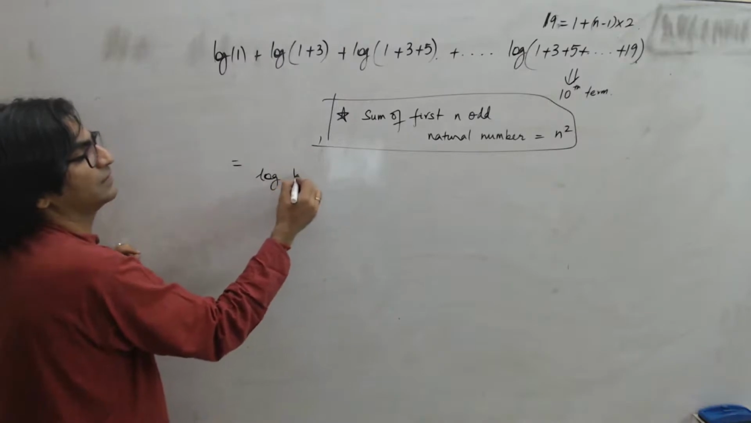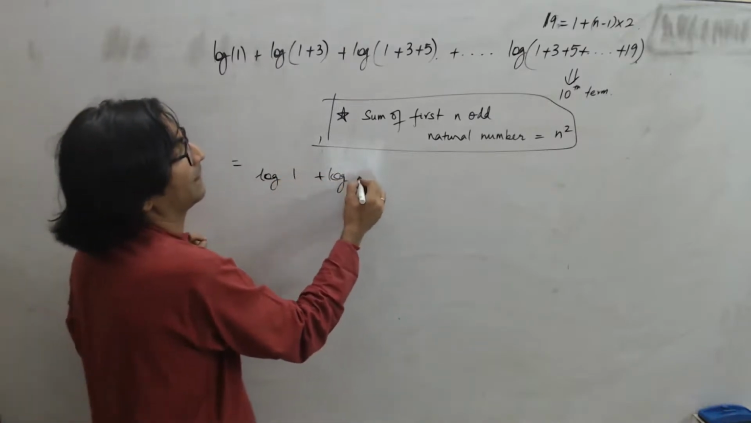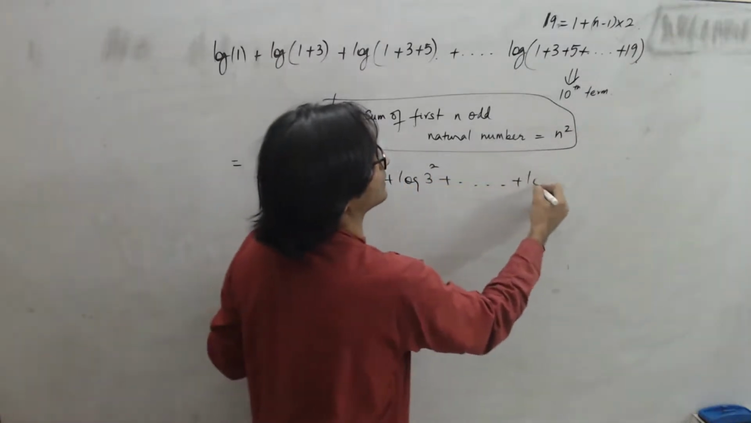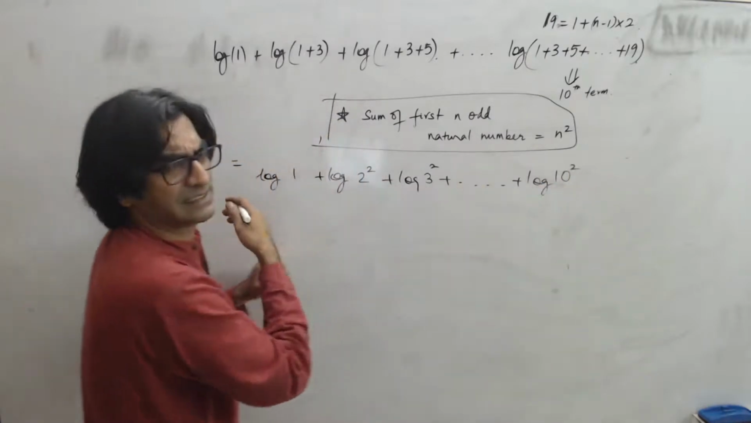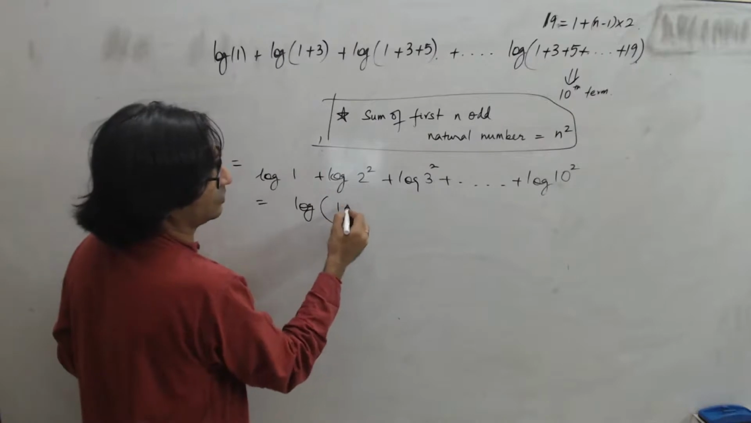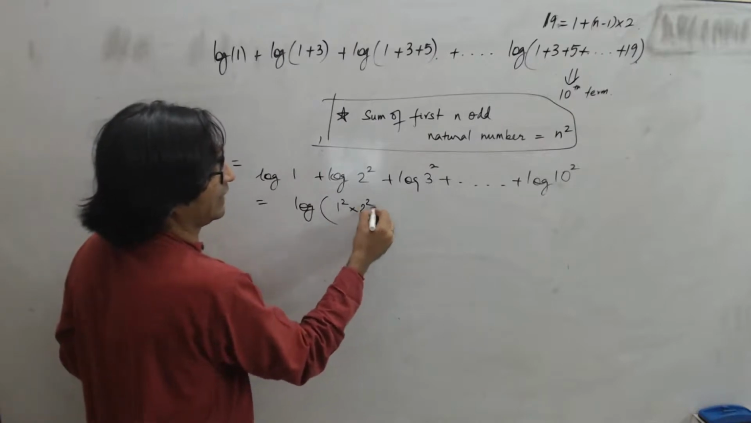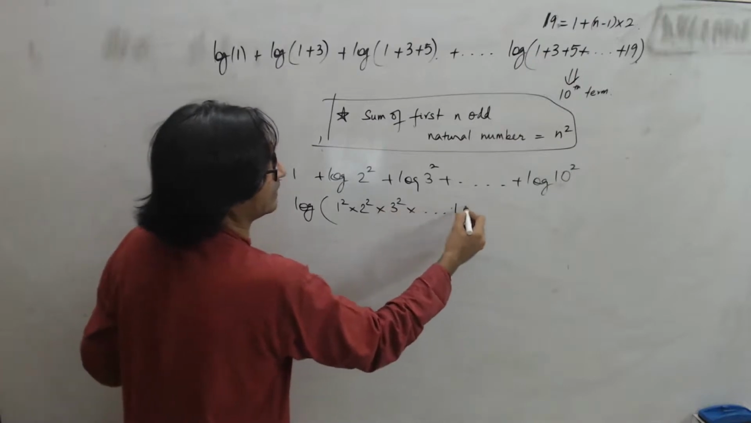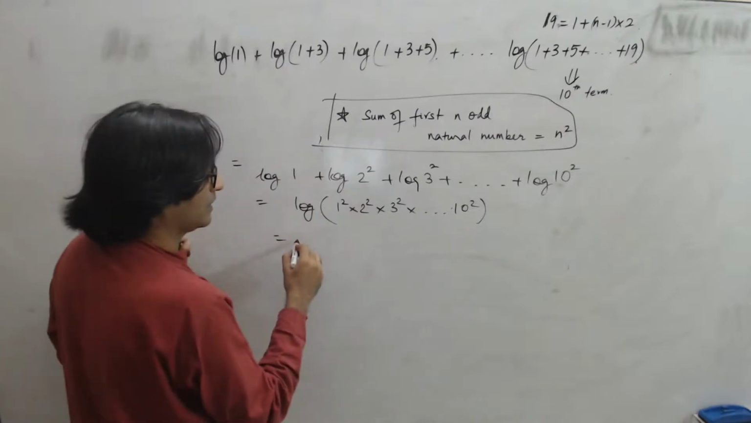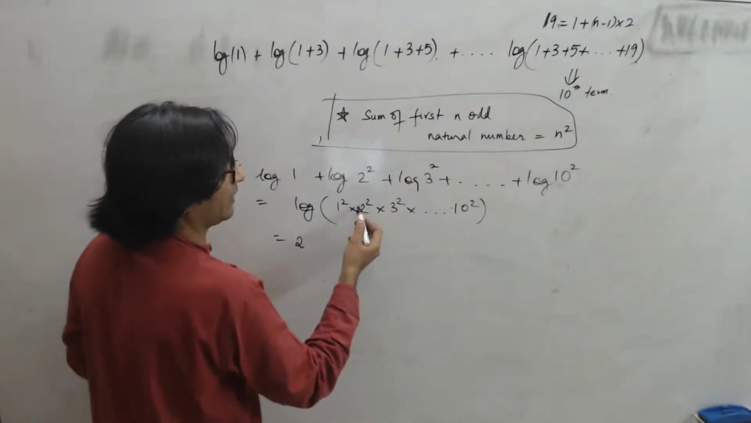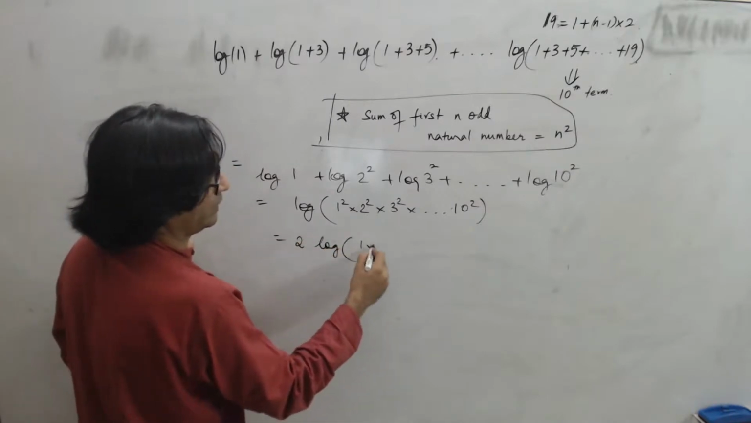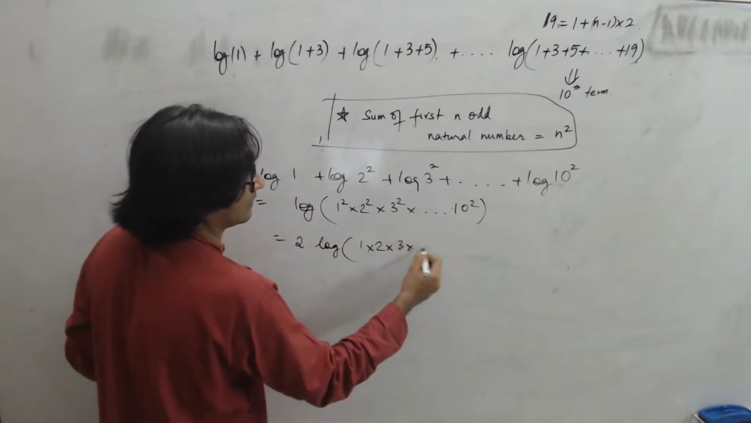This becomes log 1 plus log 2 square plus log 3 square plus log all the way till log 10 square. And since you are adding multiple logs, this will become log of, even 1 can be written as 1 square. So 1 square into 2 square into 3 square all the way till 10 square. The power 2 can be taken common and brought out. So this becomes 2 times log of 1 into 2 into 3 all the way till 10.